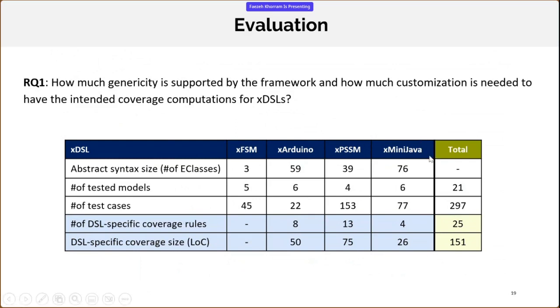And Xmini Java is actually an interpreted and simple version of Java. And you can see that they have different sizes based on the number of e-classes of their abstract syntax. For each of these DSLs, we have defined a set of models, in total 21 models. And we also defined a set of test cases for each of the models, in total 297 test cases for 21 models.